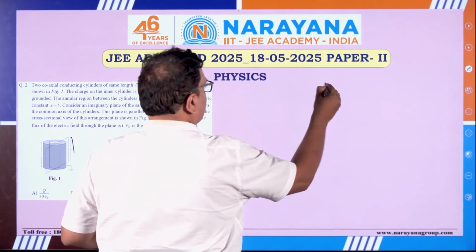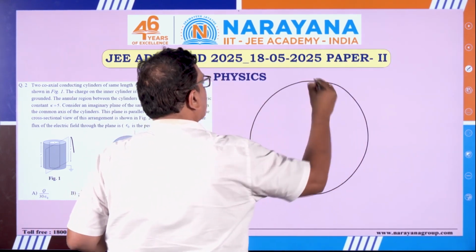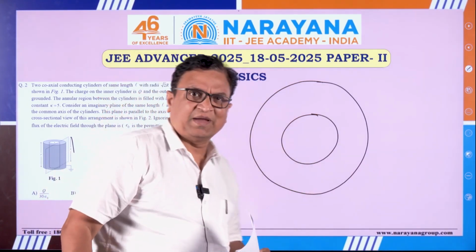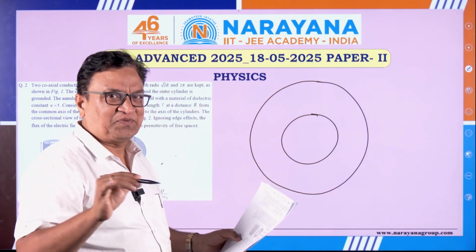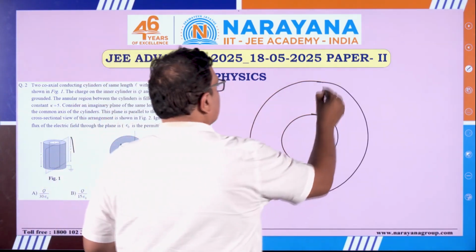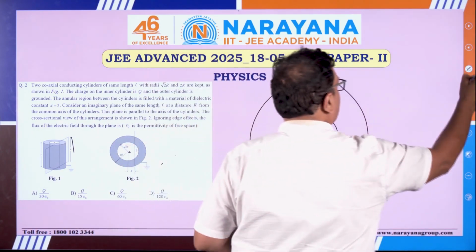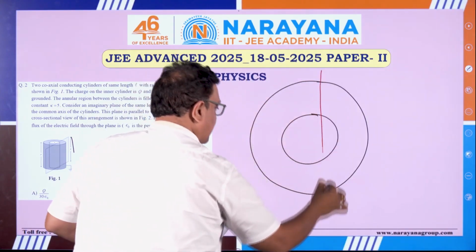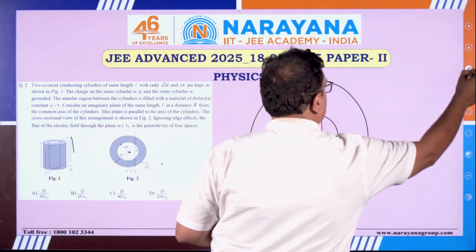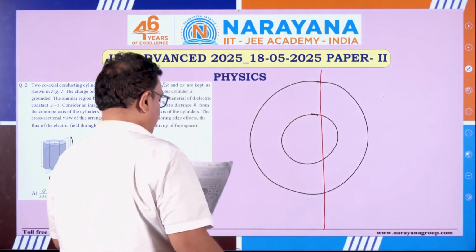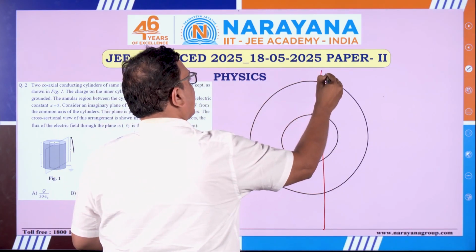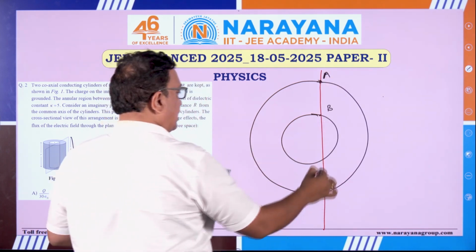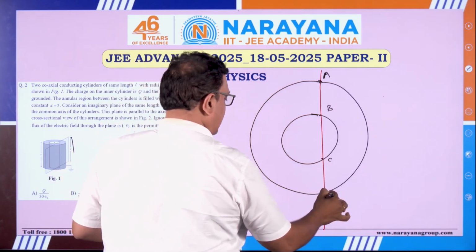I try my level best to be good at geometry. Then I'll close the question comfortably. This is your line. I'll use some other color for this purpose. Good. Now, coming back, I may label this as A, this as B, this as C, and this one being D.